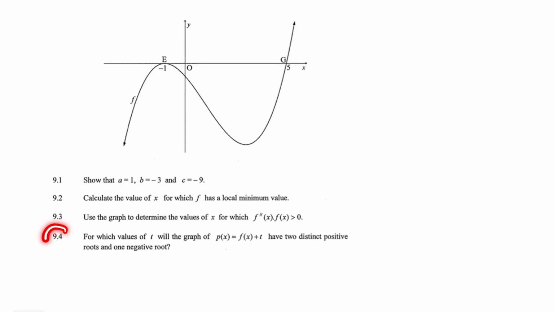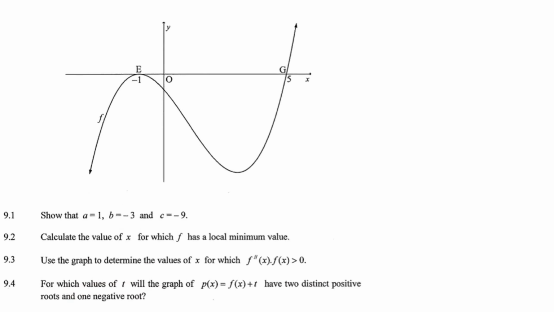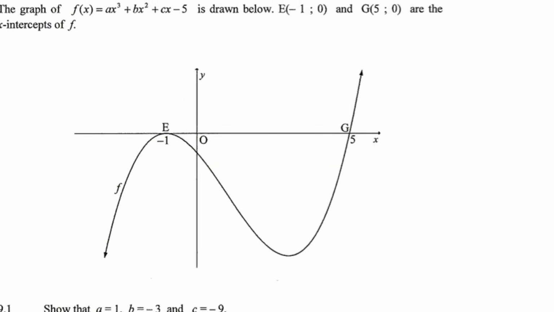Question 9.4. For which values of t will the graph of p(x), which is f(x) plus t, have two distinct positive roots and one negative root? So let us inspect our function. Here we have f(x). We know that f(x) has a negative root and a positive root.